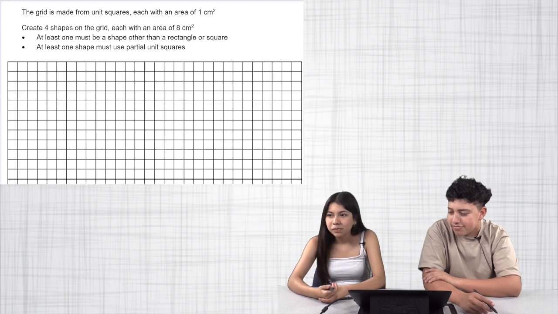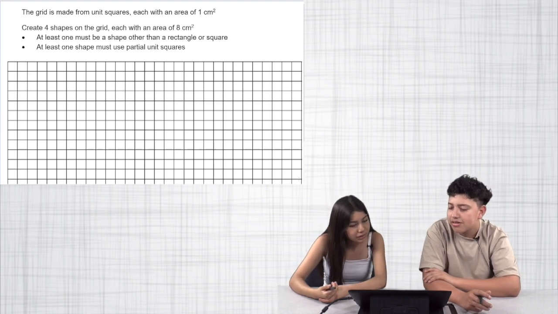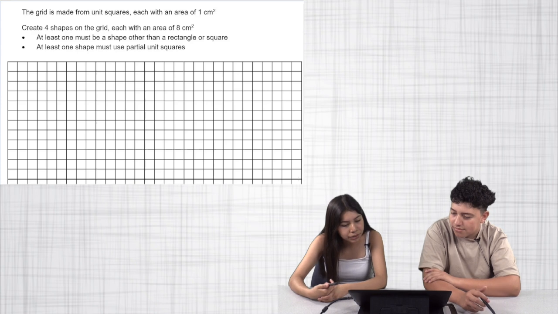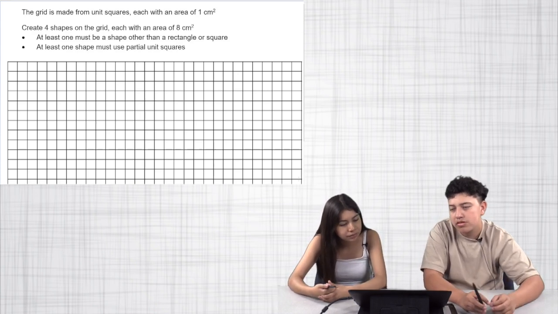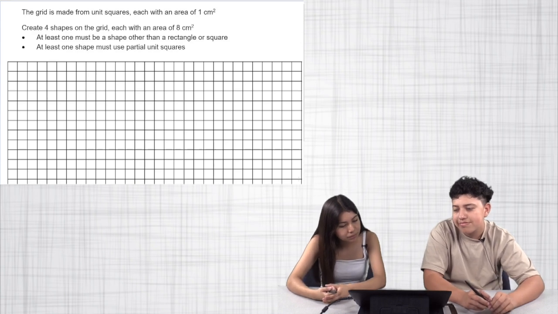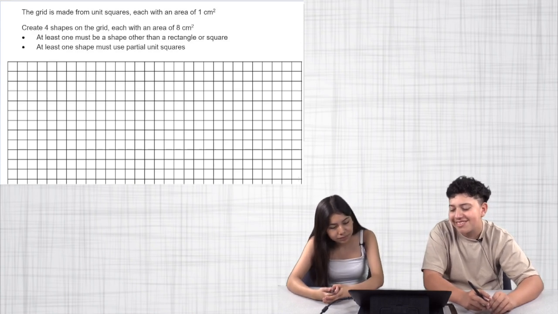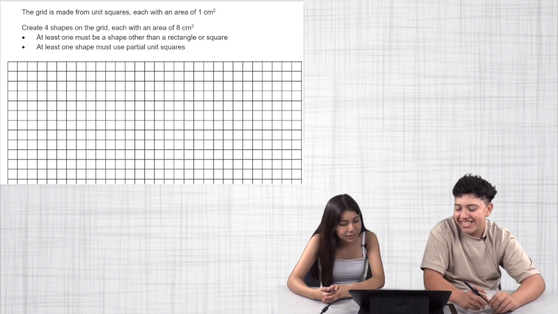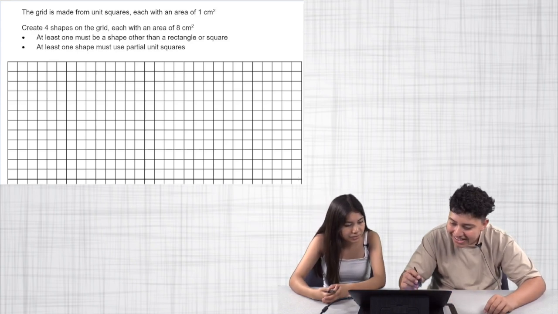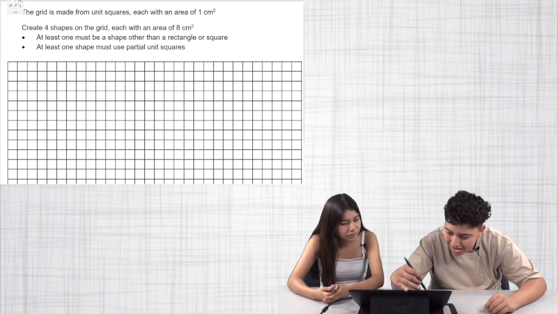Okay, Emily, could you read the first sentence of that task? The grid is made from unit squares, each with an area of 1 centimeter squared. Okay, just stop there. What do you think a centimeter squared is? A centimeter by a centimeter. Do you agree? Yeah. Can someone draw it on there? Like fill in, show me what a centimeter squared is?